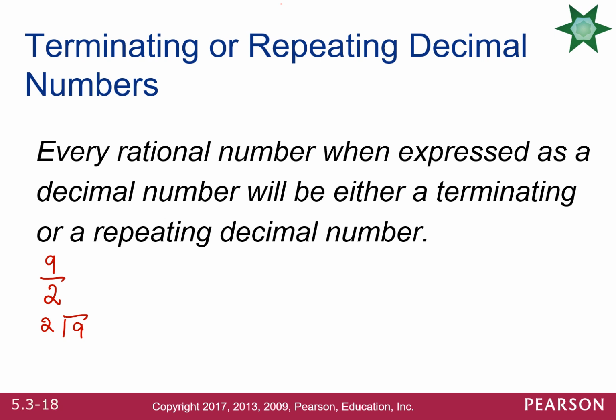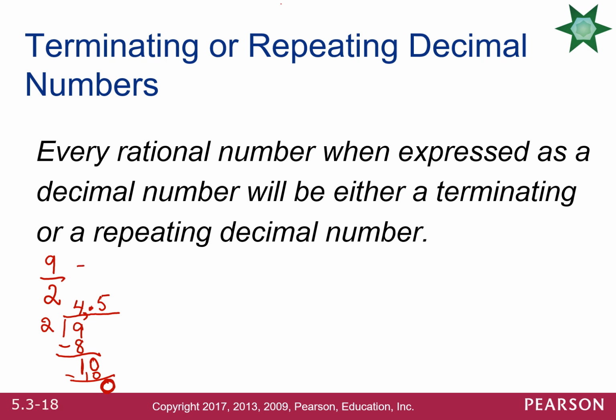I'm working this on the side. 2 times 4 is 8. So I'm going to write the 8 below the 9. And then we have a remainder of 1. And then there are no other digits next to 9. But we can add a decimal point to the right of the 4, and we can add a 0 next to the 1 in the remainder. And then we perform the division again. 2 times 5 is 10. We do the subtraction and we get a remainder of 0.